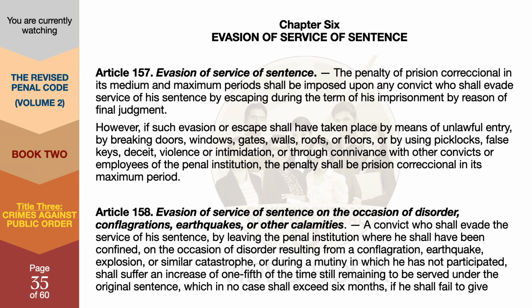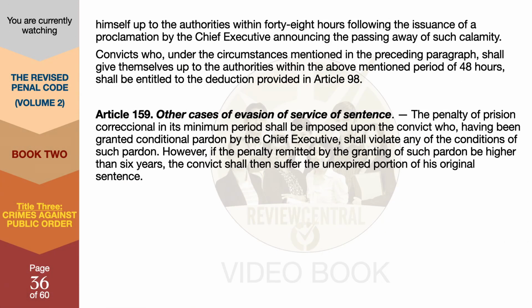A convict who shall evade the service of his sentence, by leaving the penal institution where he shall have been confined, on the occasion of disorder resulting from a conflagration, earthquake, explosion, or similar catastrophe, or during a mutiny in which he has not participated, shall suffer an increase of 1/5 of the time still remaining to be served under the original sentence, which in no case shall exceed 6 months, if he shall fail to give himself up to the authorities within 48 hours following the issuance of a proclamation by the chief executive announcing the passing away of such calamity.